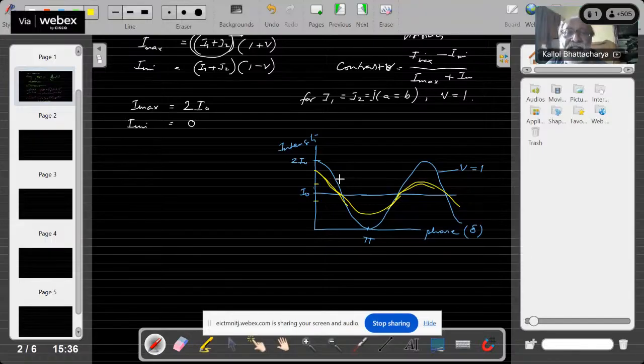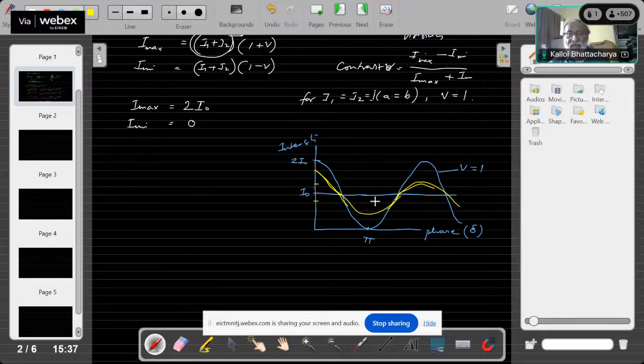So to get maximum contrast fringes, to get very good quality fringes, the amplitude of the two beams must be exactly equal. Then the dark fringe would be absolutely zero, and the bright fringe will be twice the sum of the amplitudes, or the sum of the intensities of the interfering beams.